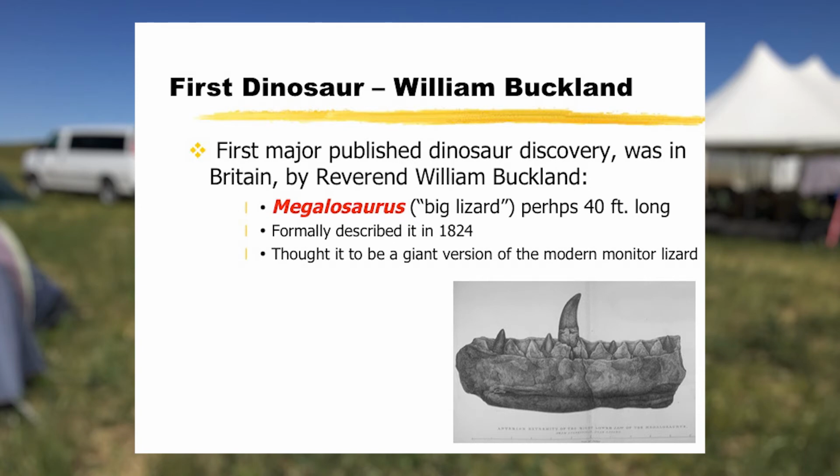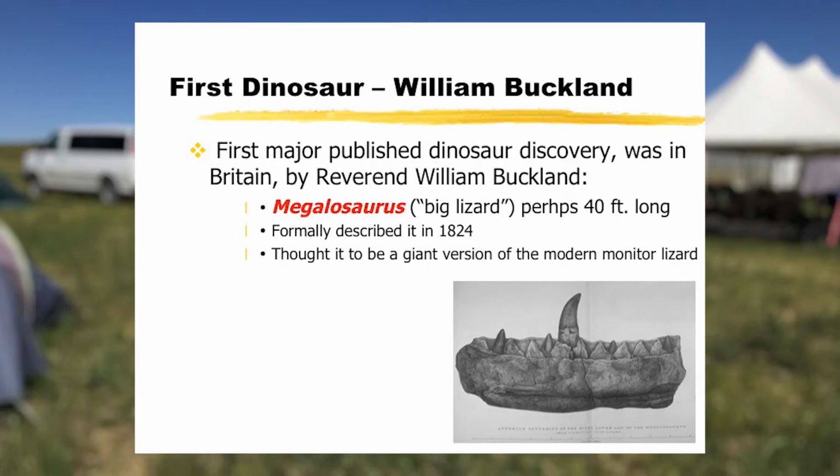The first major published dinosaur discovery was in Britain by Reverend William Buckland in 1824, of what he called Megalosaurus, this big lizard, something that might have been 40 feet long. He thought it was like a monitor lizard, just a lizard, nothing more, just a big lizard. And here is a depiction of what he thought the Megalosaurus looked like.